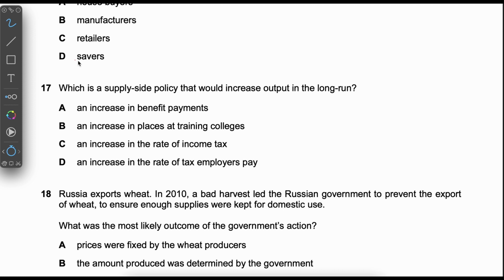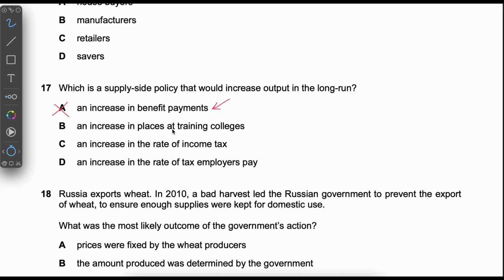Okay, 17. Which is a supply-side policy that would increase output in the long run? Let's go through these one by one. An increase in benefit payments. This is going to encourage people to stay at home. If we increase benefit payments, people are going to rather stay at home earning benefits than going out and getting a job and contributing to the labour force. So that is probably going to decrease output in the long run.